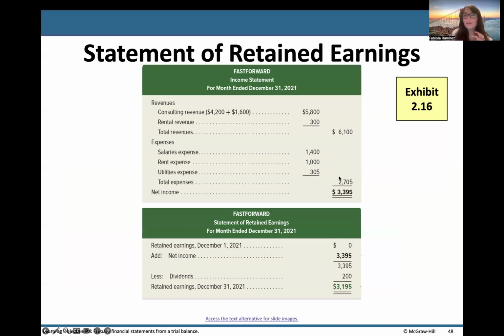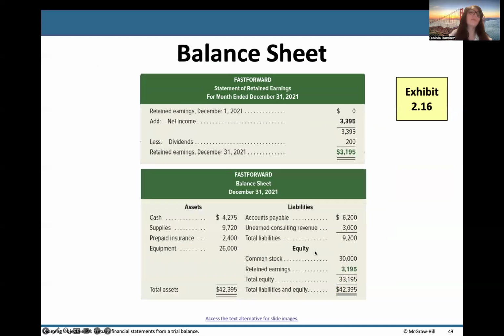So I have included both the income statement and the statement of retained earnings here because they are intertwined. So you have your net income from your income statement that flows through your statement of retained earnings. You start off your statement of retained earnings with your beginning retained earnings. You add your net income, which we get from our income statement. And we subtract any dividends, and that gives us our ending retained earnings.